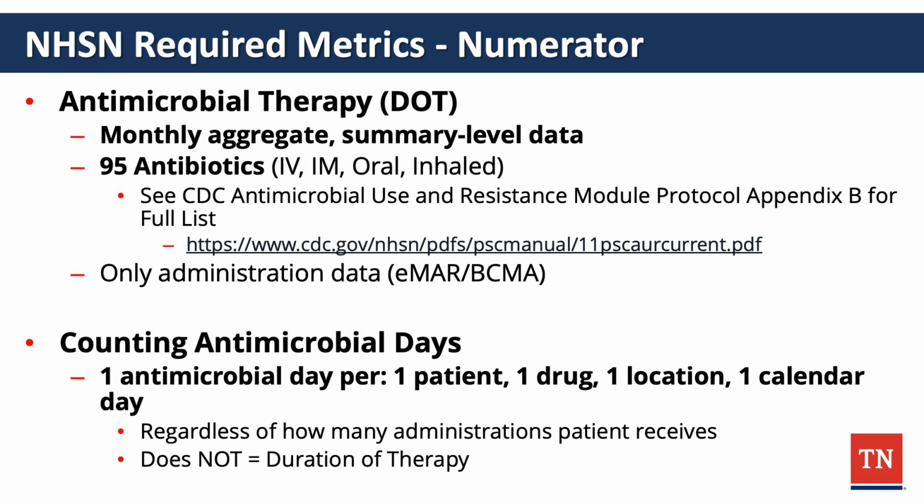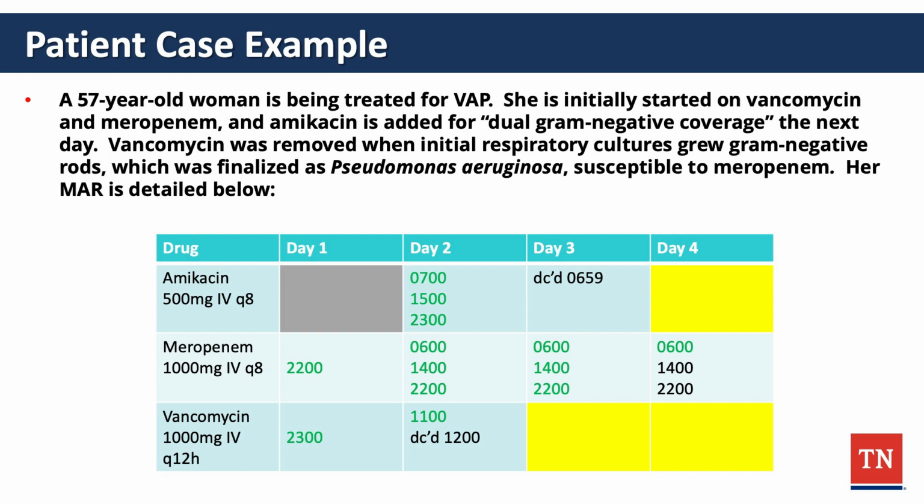You're not counting antibiotic use so much as you're counting days upon which antibiotics were given. This slide describes a patient who is admitted to the ICU with ventilator-associated pneumonia and is started on vancomycin and meropenem, and then later is started on amikacin for, quote, dual gram-negative coverage. I won't get into whether or not that was appropriate, but that is what they were started on.